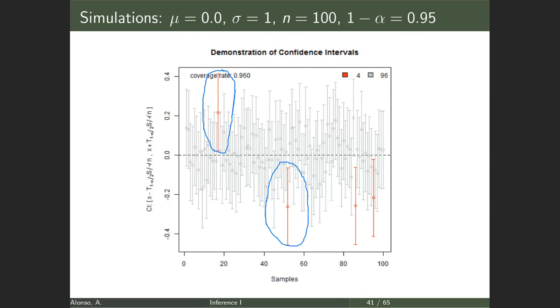In real life, you never know if that specific interval you got is one of the red ones or one of the gray ones. You don't know. But you move forward believing that it's one of the good ones, because the algorithm that generated it is most of the time right.